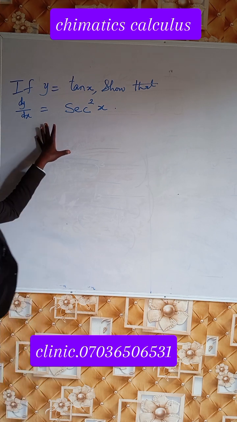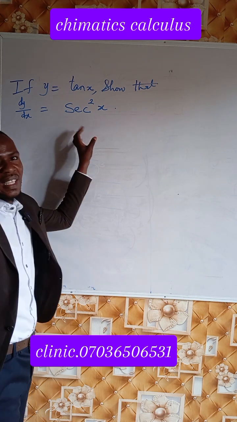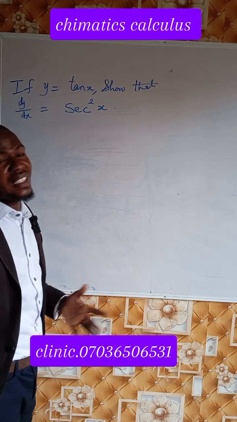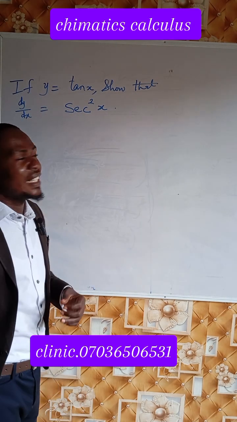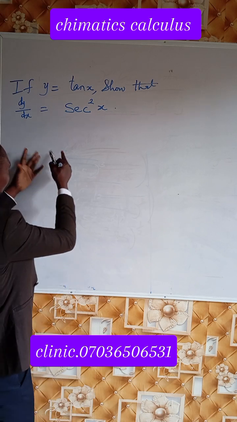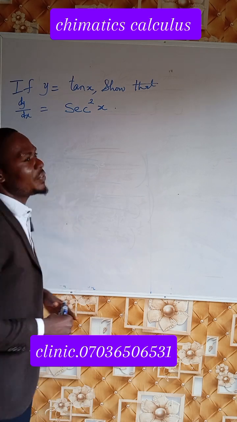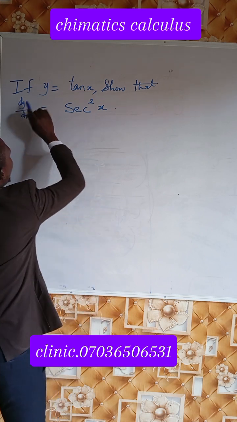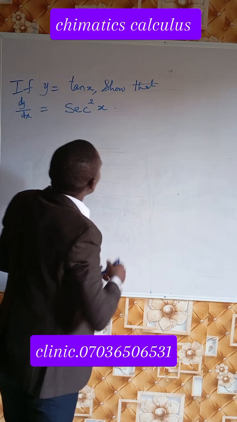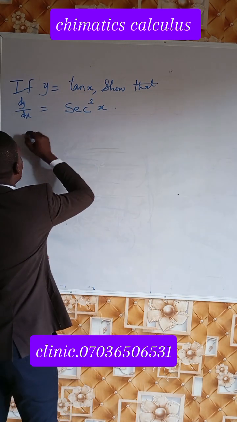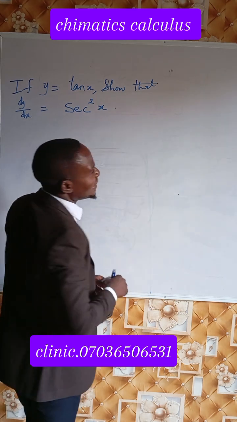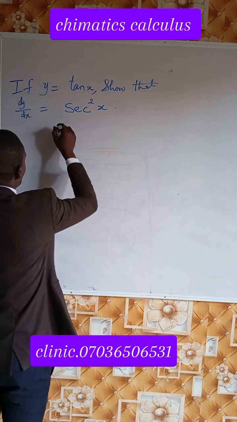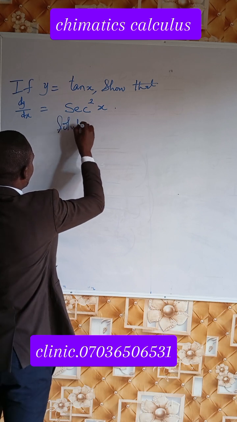One of my online students from Yabatech, Lagos State, sent this problem to me. So I decided to solve it here on this platform. The question says, if y equals tan x, show that dy/dx equals sec square x. Wow. Now let's try it. Solution.